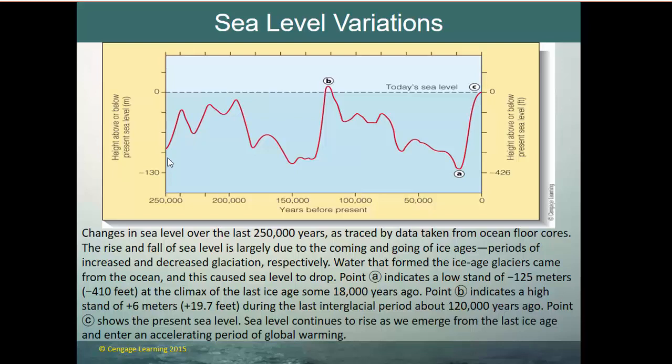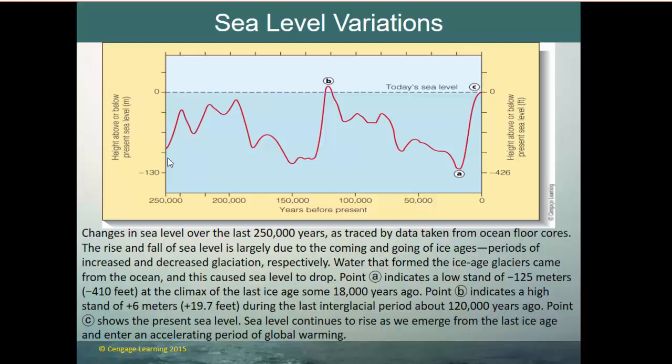And what this graph is showing us is how sea level has changed, and dramatically at times, over the last 250,000 years. This data is taken from ocean floor cores, and those cores give us a very good idea of the temperature at the time, and knowing the temperature gives us an idea of how much of the ocean water is locked up in the ice during the ice ages. So the rise and fall of sea level is largely due to the coming and going of ice ages, periods of increased and decreased glaciation.